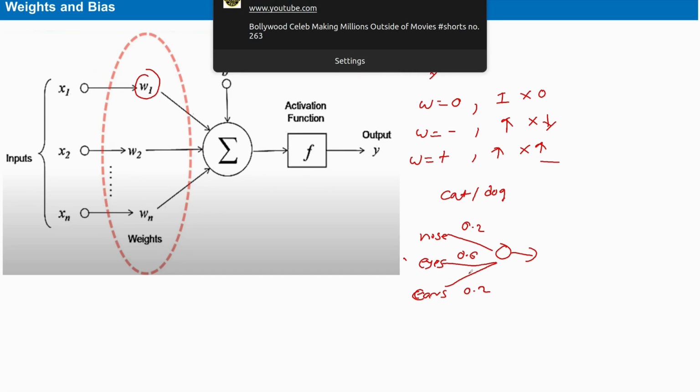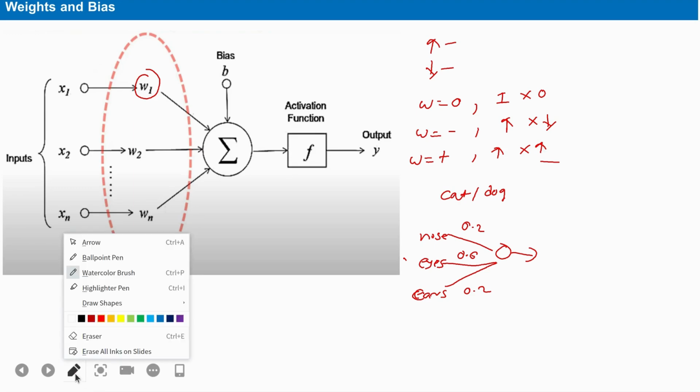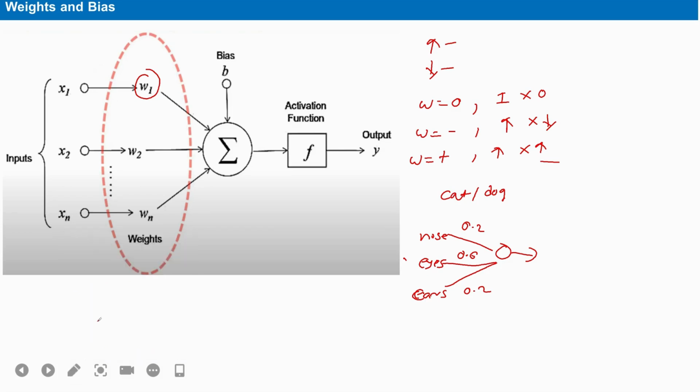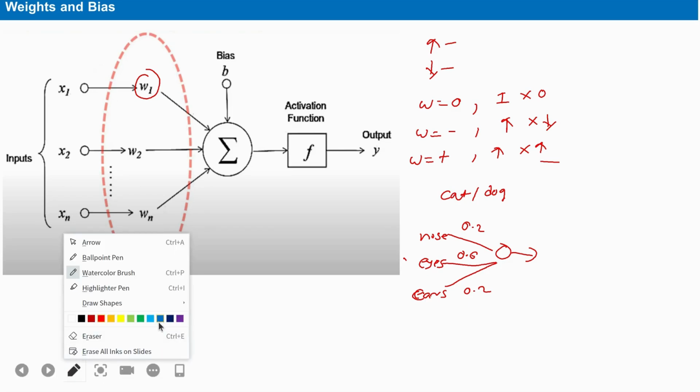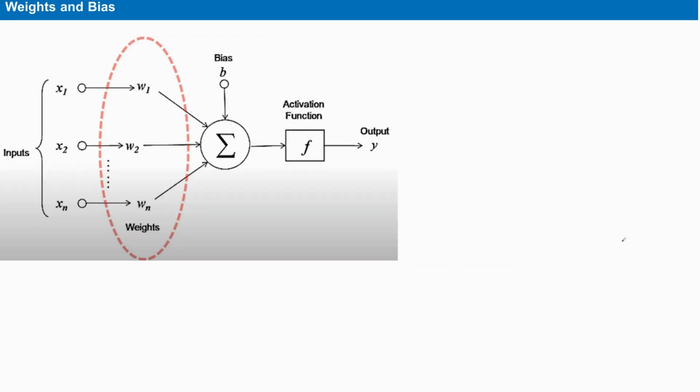So the weight can increase the importance of an input feature or decrease the importance of an input feature. Also, when you are fitting the hypothesis in backpropagation, the weights help to move the hypothesis in the vertical direction. Now let's understand what the bias is.